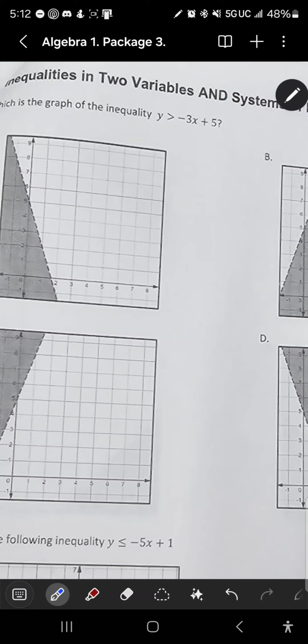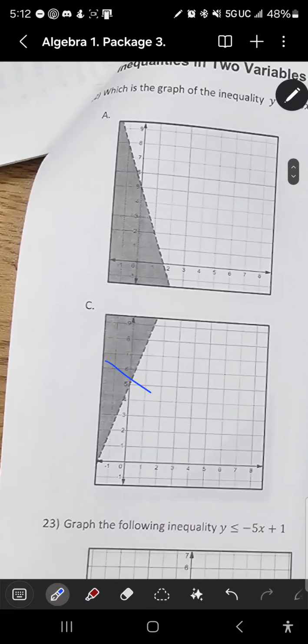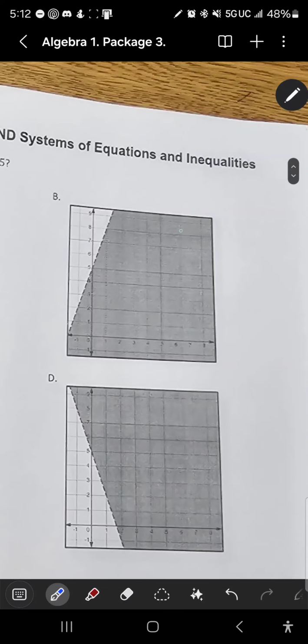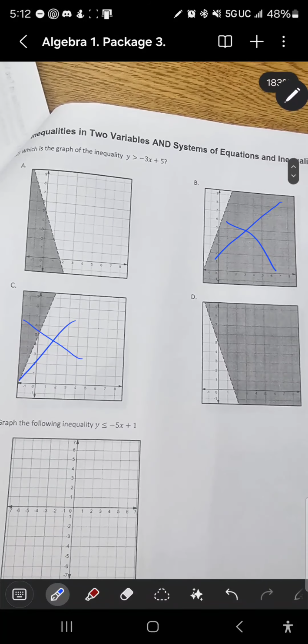Now the slope is negative 3. So based on the rise over run, it will be 1, 2, 3, 1. So 3 down, 1 to the right, because this is negative 3 over 1. And since it is negative, it must be going down. So based on that, I know this is not my answer because this is going up. This is positive 3. And this is also not my answer for the same reason. This is positive 3. Now we are between A and D.